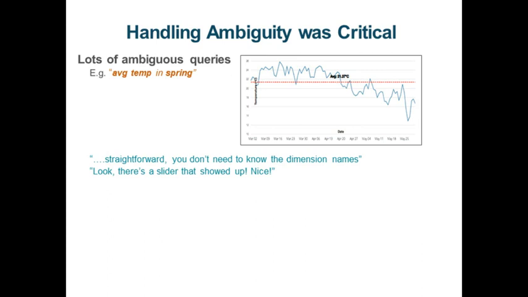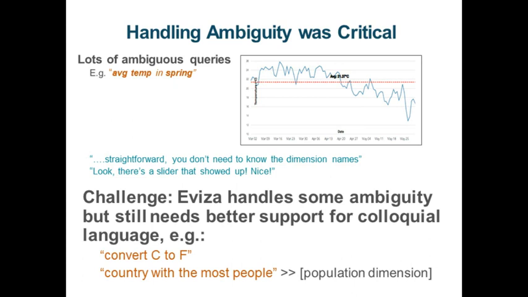People also appreciated those ambiguity widgets that would show up to allow them to correct their queries. So while this was a positive feature of our prototype, it's still limited in the ways that it supports ambiguity, and we're continuing our research in creating better support for colloquial language. For example, the version of Eviza that we tested here wasn't able to understand convert C to F as meaning Celsius to Fahrenheit, and it wasn't able to interpret country with the most people as being a reference to a population dimension.